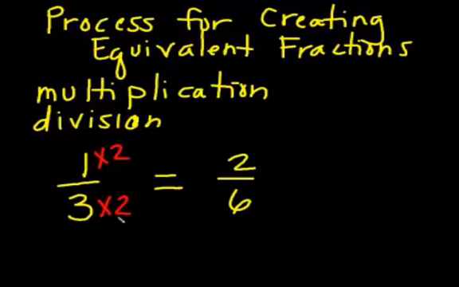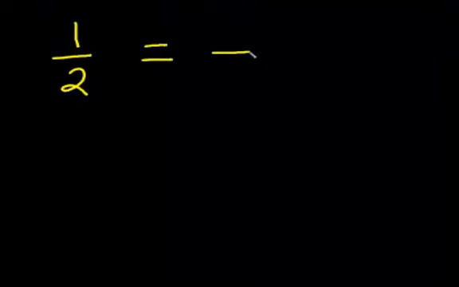So if I didn't have a visual, a model, which models are always good with equivalent fractions, I could just do the process. Say we had the fraction 1/2, and I want to create an equivalent fraction. I can pick any number I want to multiply the numerator and the denominator by, and I will get an equivalent fraction. So I'm going to pick 4 this time. So I'm going to multiply both the numerator and the denominator by 4. So 1 times 4 equals 4. 2 times 4 equals 8. So 1/2 is equivalent to 4/8.